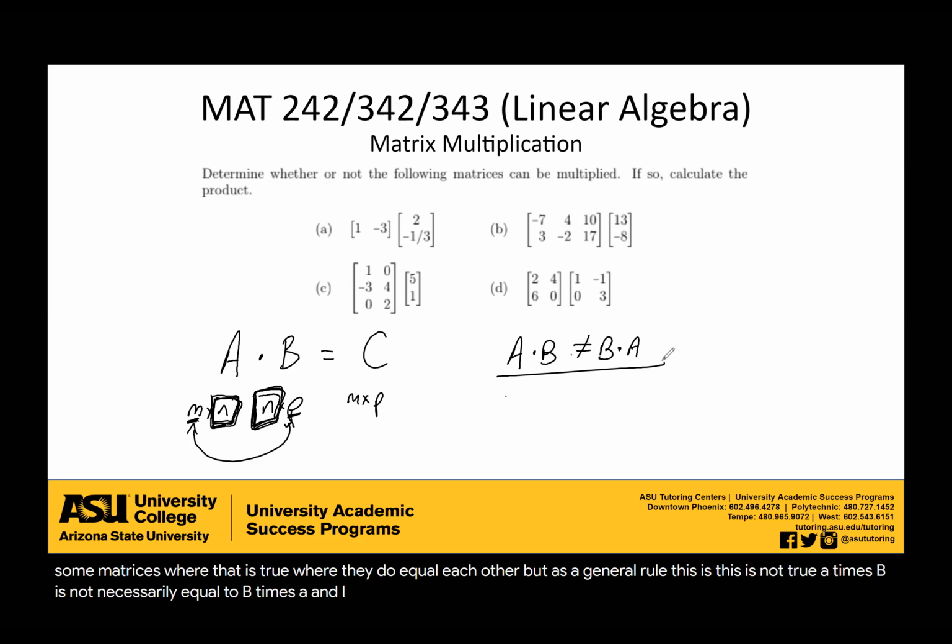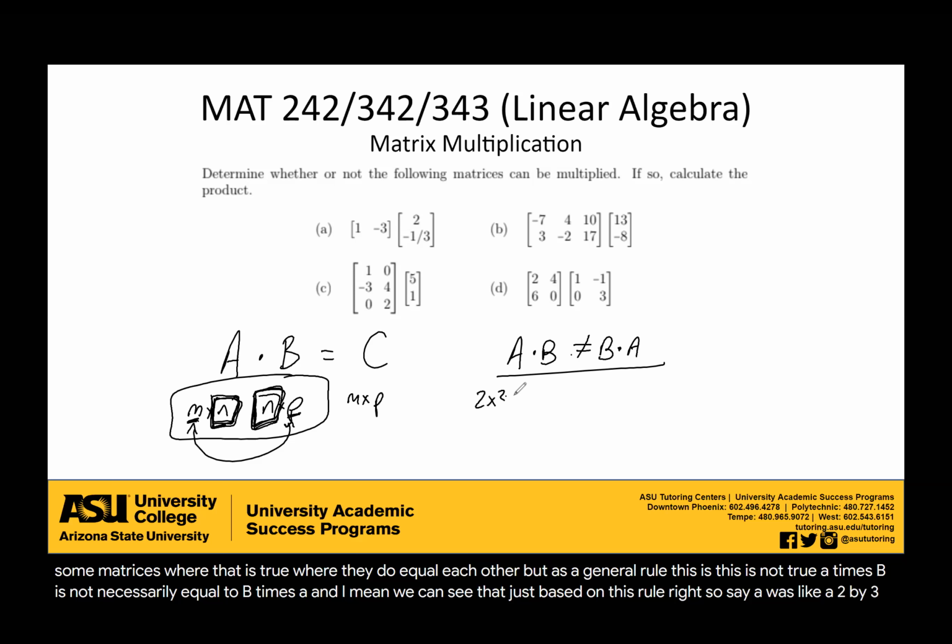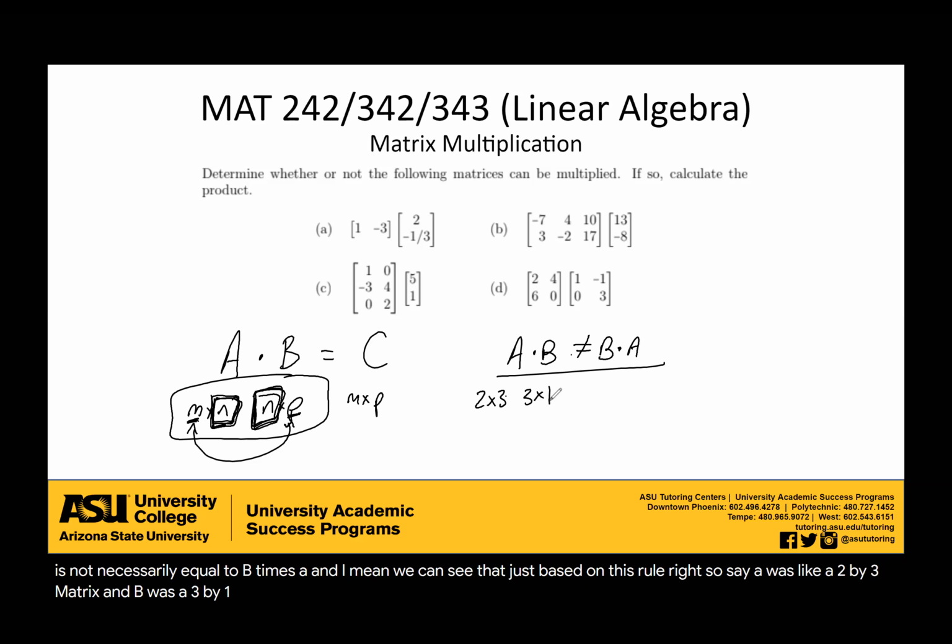And we can see that just based on this rule, right? Say A was a 2 by 3 matrix and B was a 3 by 1. Well, we're allowed to do A times B then, right? Because A has 3 columns, and B has 3 rows. So because these match up, we're allowed to multiply them.